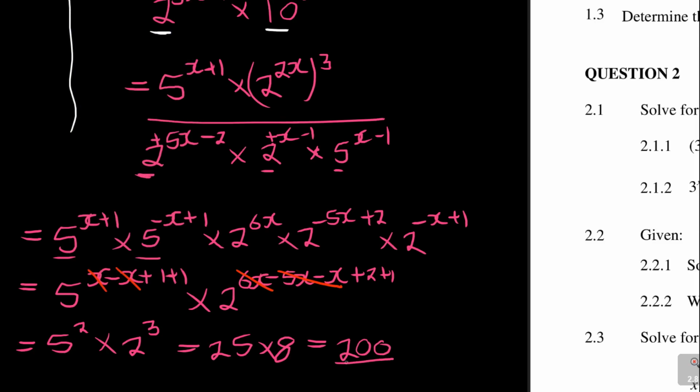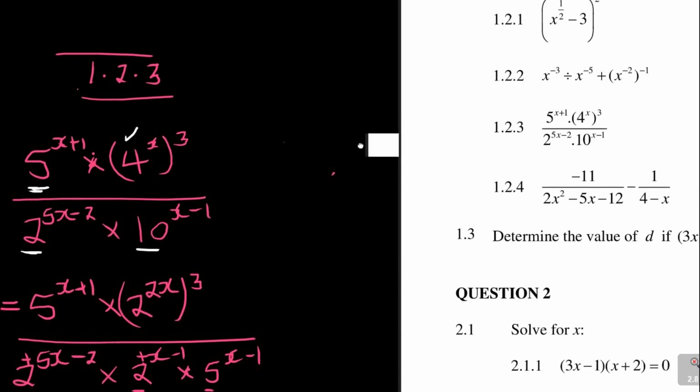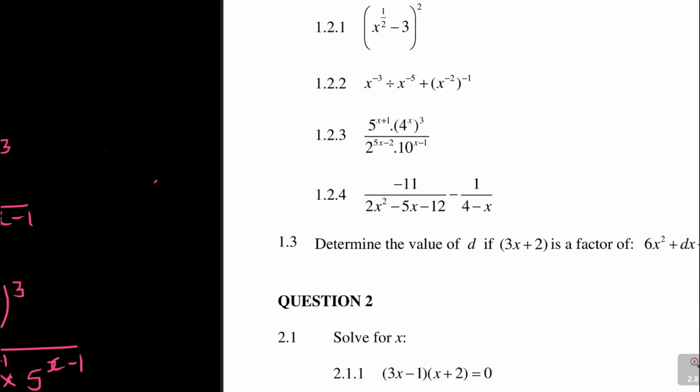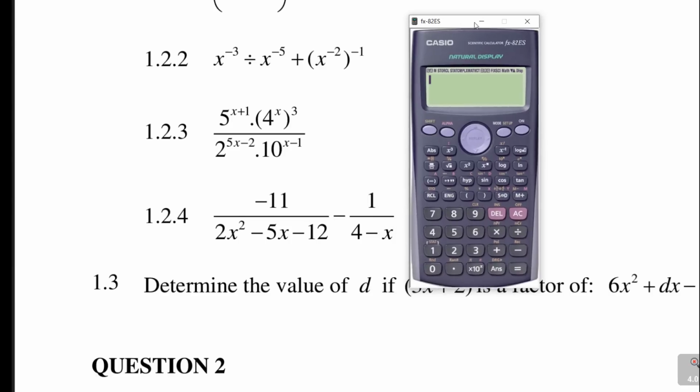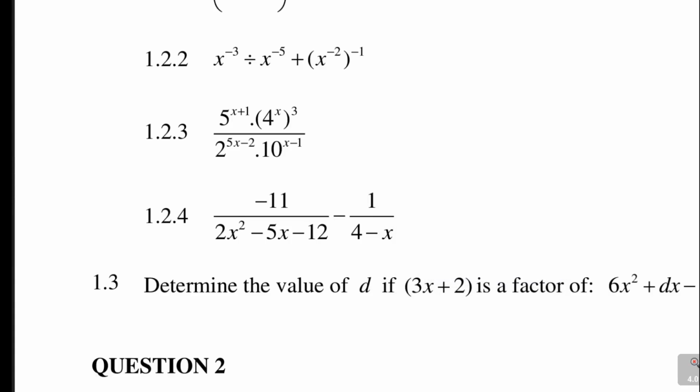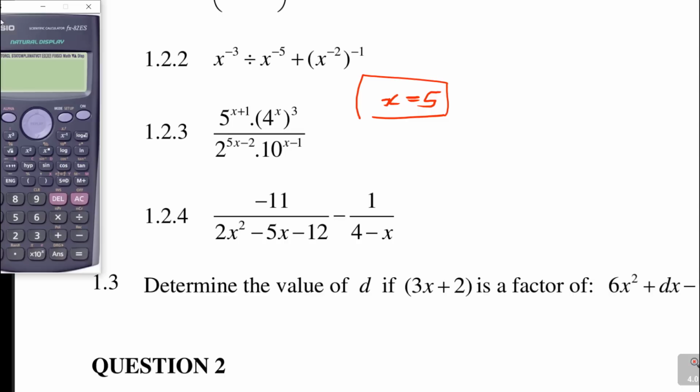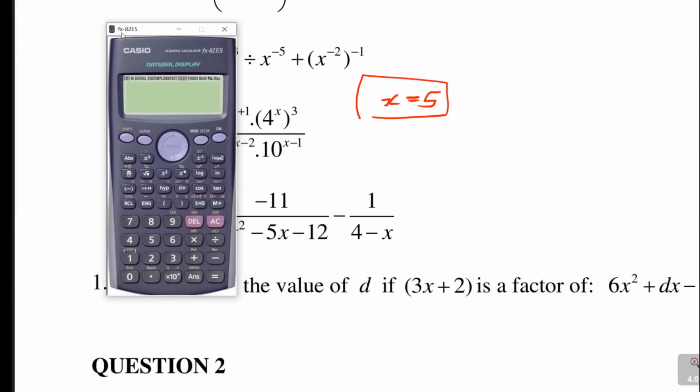And then the answer becomes what? 200, guys. Can you test it? Yes, you can test it. You come here, choose any value. Remember I told you, you choose any value of x. Don't make it too big now because you're dealing with exponents. Let's say x is equal to 5. You see? It must give us 200, because that's what the final answer was.